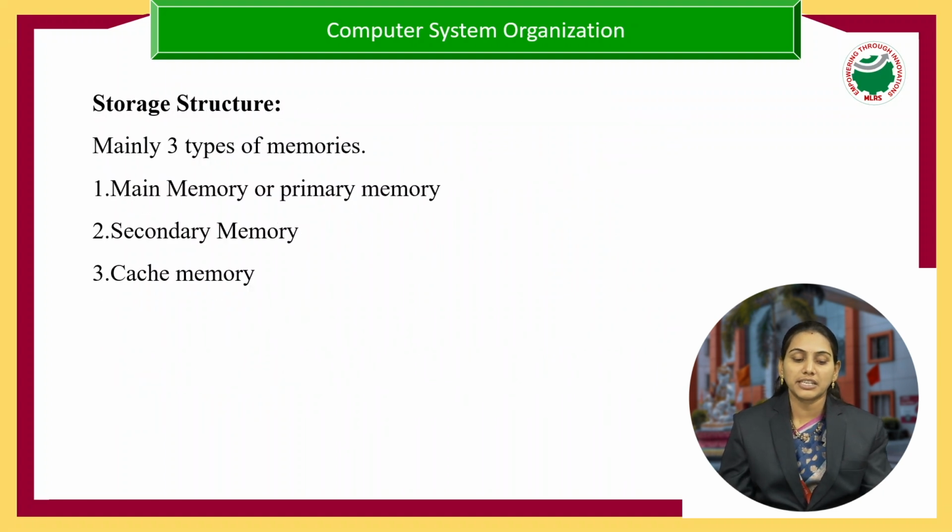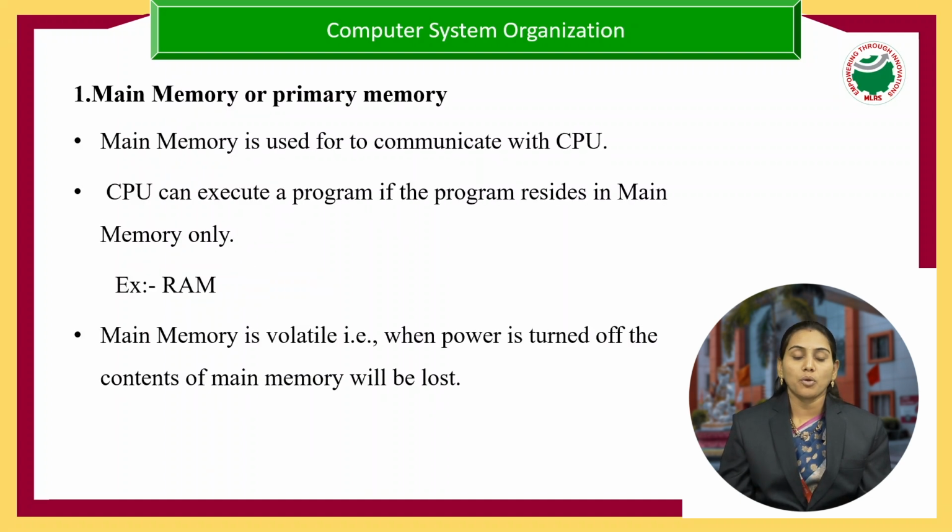Next is the storage structure. Storage structure is mainly divided into three types: main memory or primary memory, secondary memory and cache memory. Main memory, or primary memory, is used to communicate with the CPU. We already know the CPU can execute a program only when the program resides in main memory.